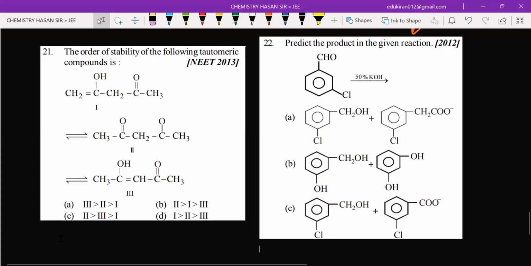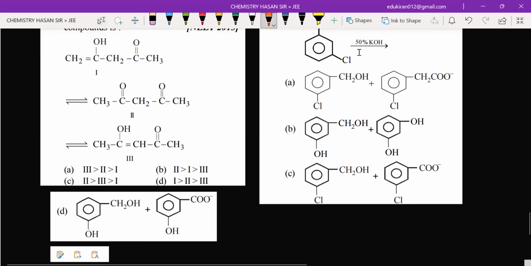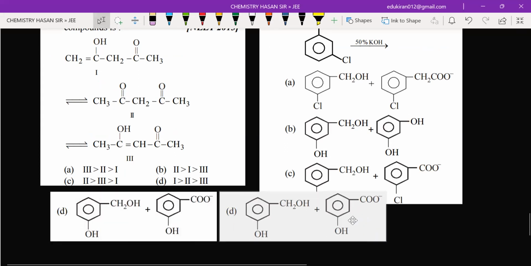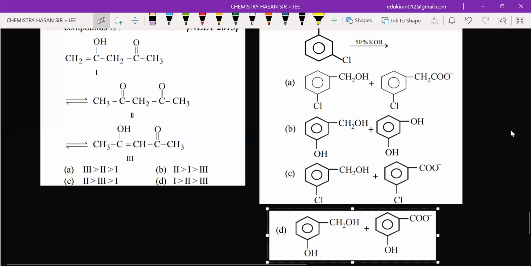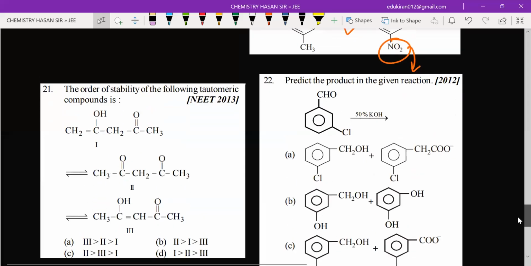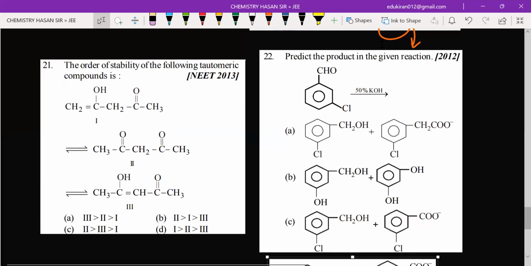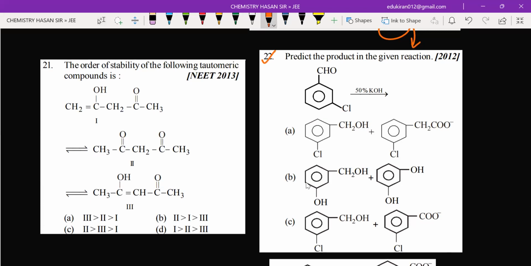Let me know when you are done with question number 21. This is, wait a minute. For question number 22, there is a fourth option that is below that.